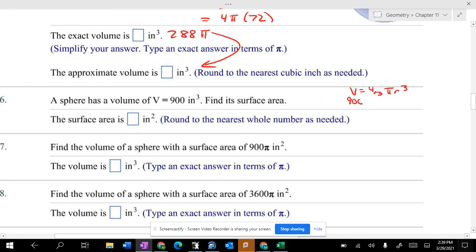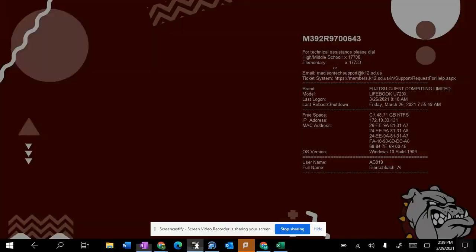Well, we know 900 equals 4/3 pi r cubed. Now, how am I going to solve for r? Well, first thing I'm going to do is try to get rid of that 3. How can I get rid of that 3? Multiply by 3. So 2700 equals 4 pi r cubed. Then I'm going to divide by 4 pi. Now, this is where you have to be careful on your calculator.